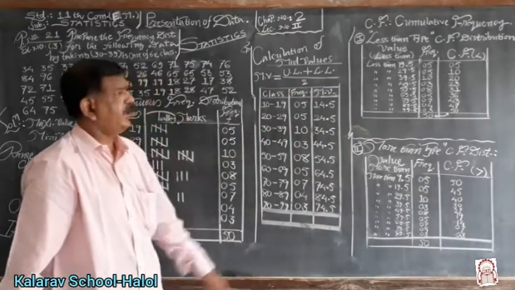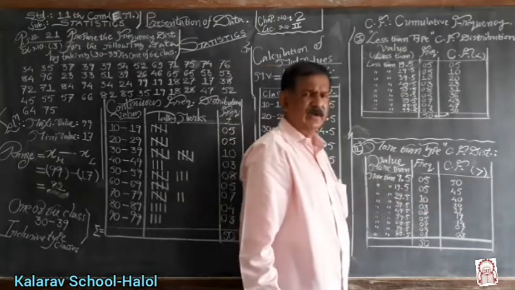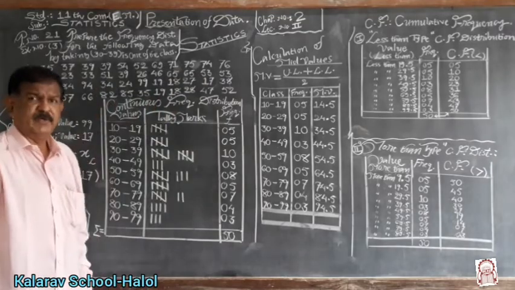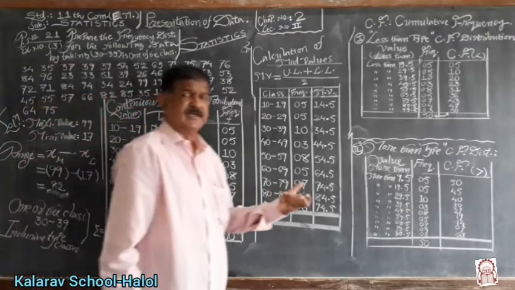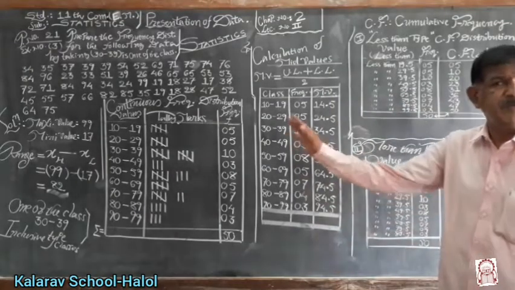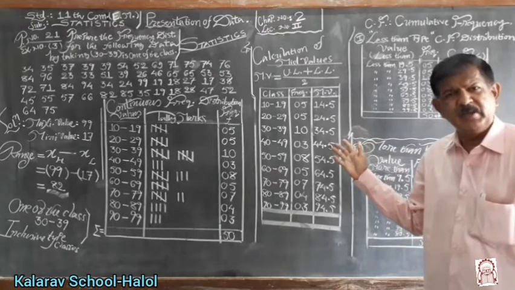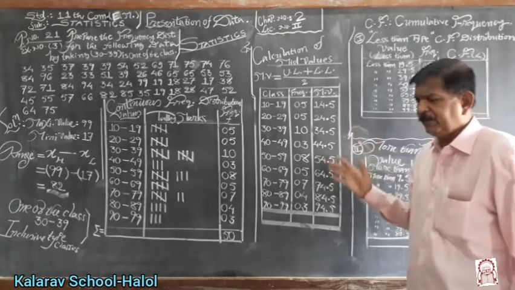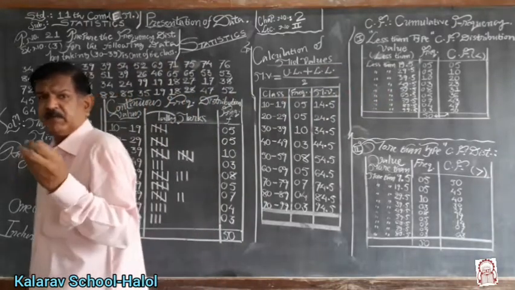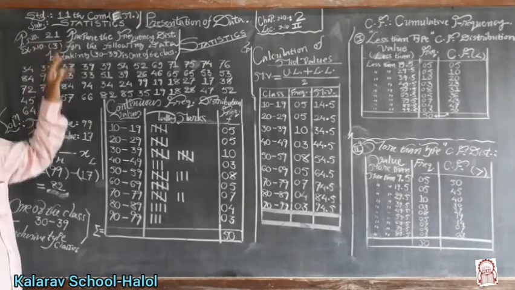This way we have to calculate less than type cumulative frequency and more than type cumulative frequency. These are the basic and fundamental methods in frequency distribution. Also we have to learn how to compute simple frequency distribution with the help of less than type CF and more than type CF, but that will be later on. So please be prepared. In our textbook, take the example, first try this type of example. This is example number 3 from page number 21.